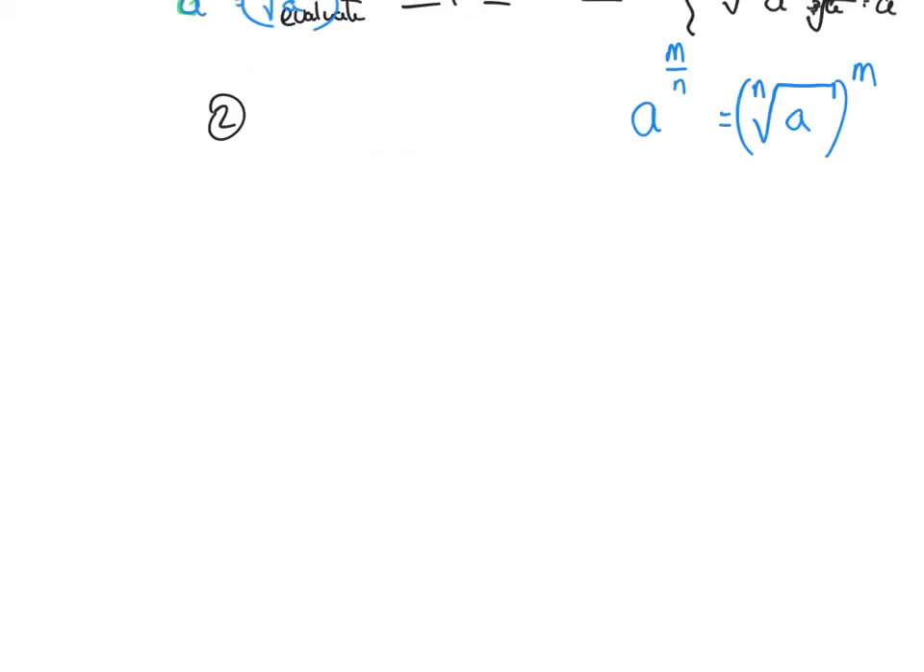This time we're going to evaluate 27 to the power 2/3. That number goes down there, that number goes up there, so that's going to be the cube root of 27, all squared. Now, let's first of all find the cube root of 27, take one step at a time. What's the cube root of 27? Well, that's the number that when you times it by itself and then times it by itself again, you get 27, that's 3.